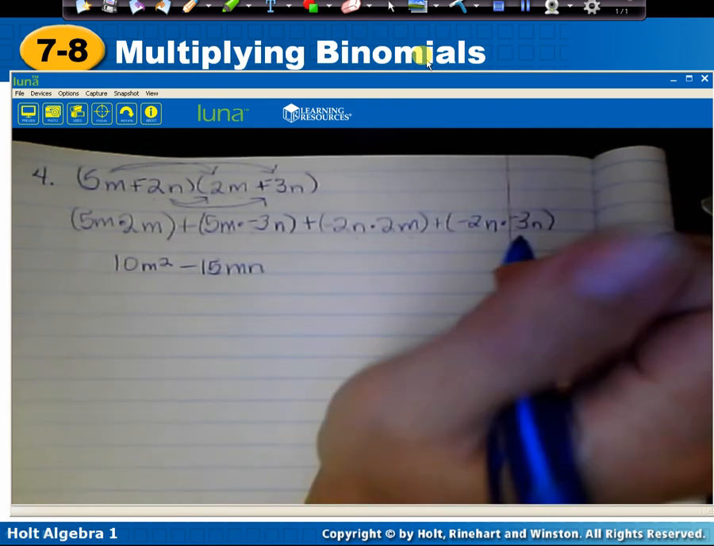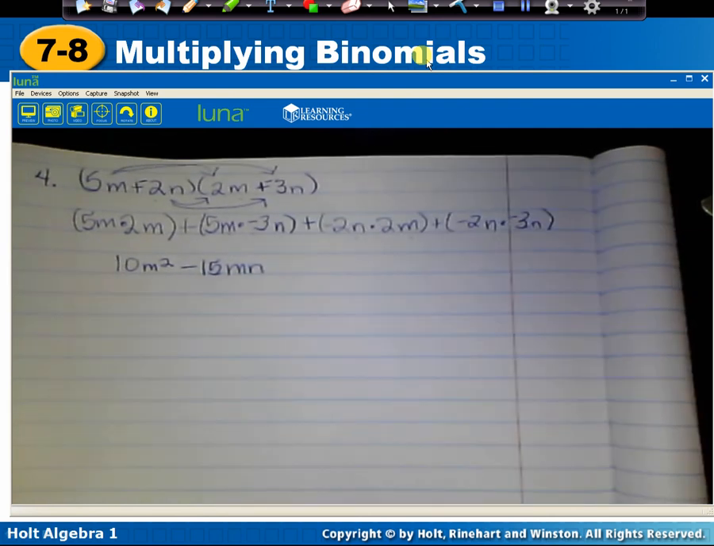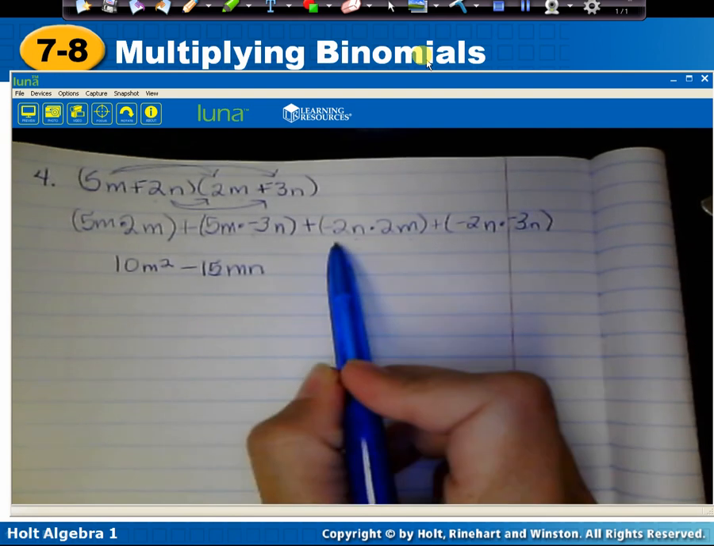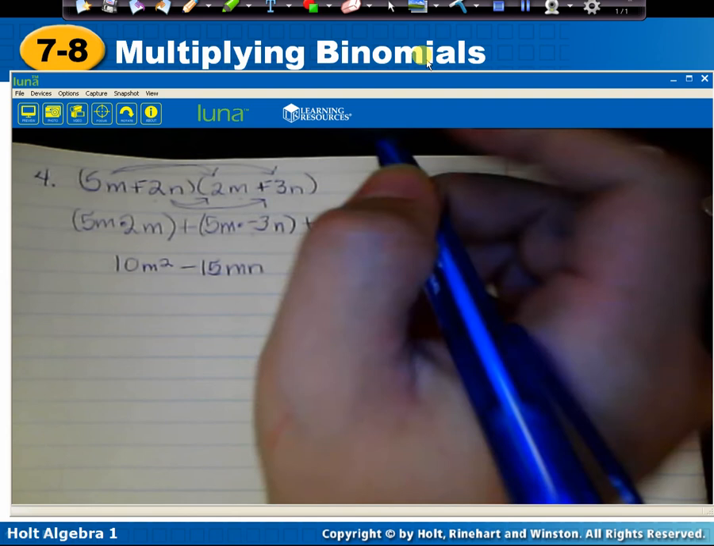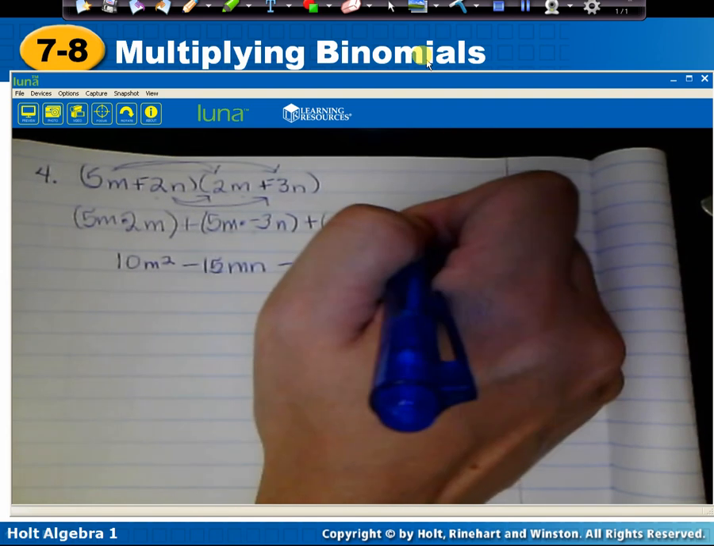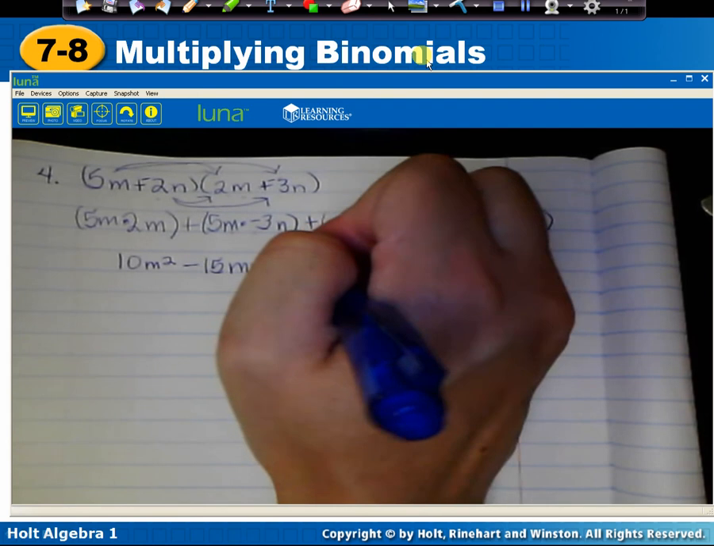2n times positive 2m. So again, I'm going to look at my coefficients, my numbers in front of my variables, and I have a negative 2 times a positive 2. That's going to give me negative 4. So I'm going to say negative 4. And then again, m times n, I'm just going to write as mn.